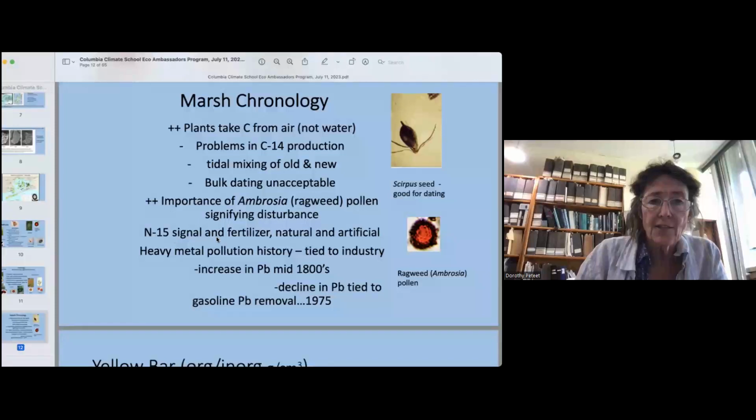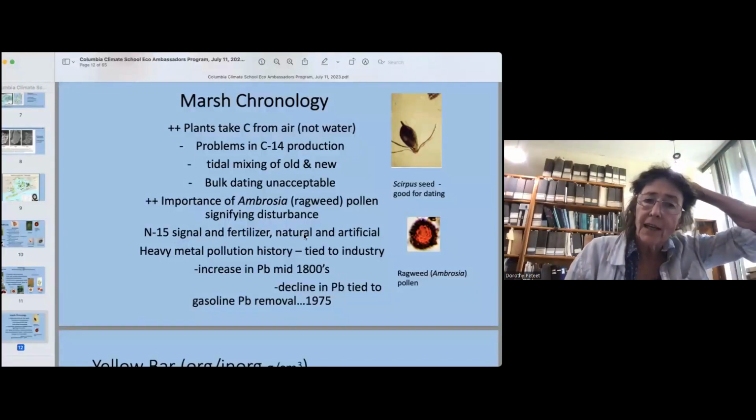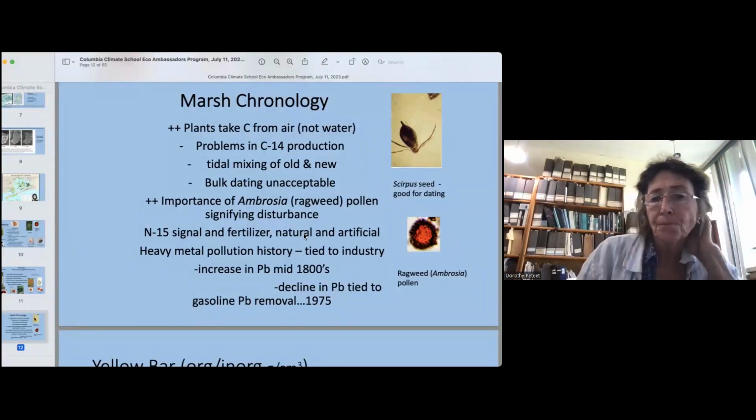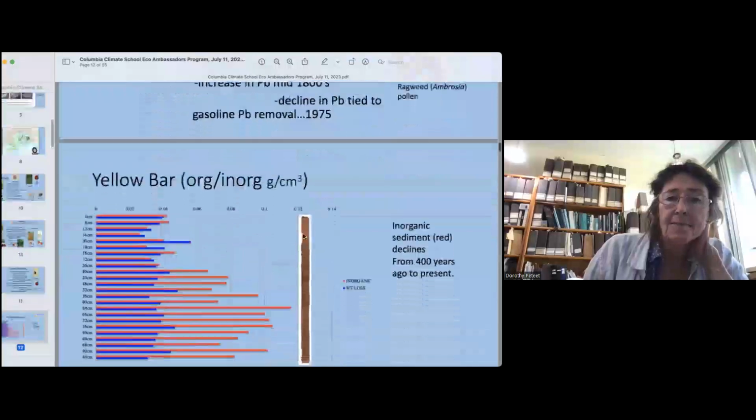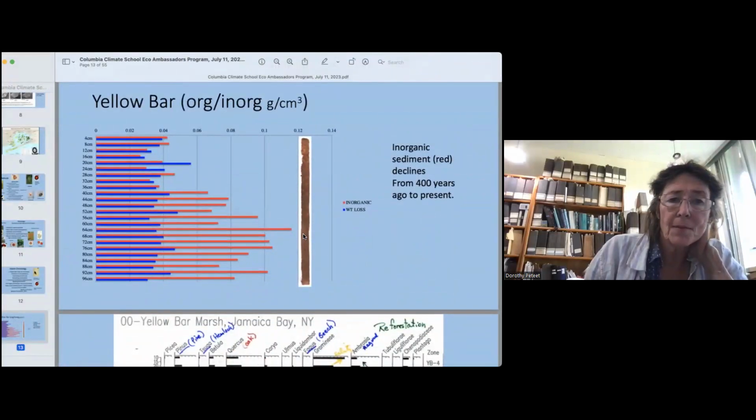We also get isotopes, which I don't have time to get into, but it tells us about basically poop and pee and fertilizer, and then heavy metals. So let me just show you some of the pictures because I want to get through it. I know it's a lot to absorb, but just to give you a feel for what we do.